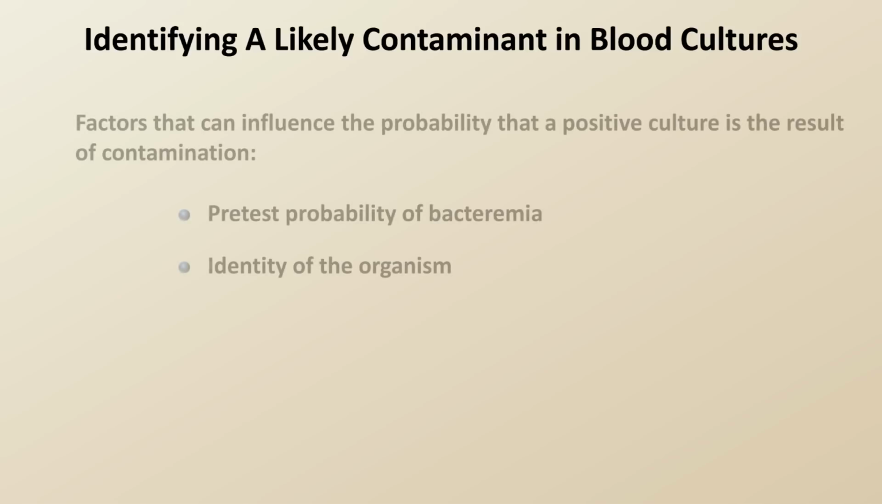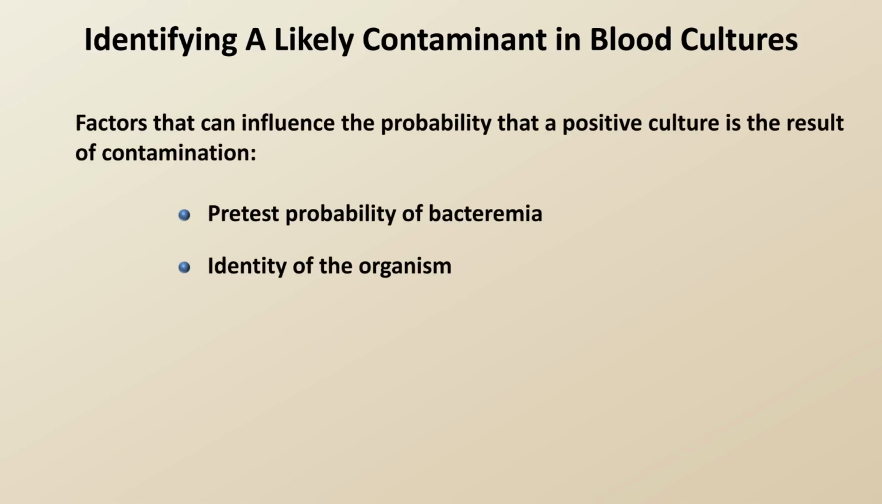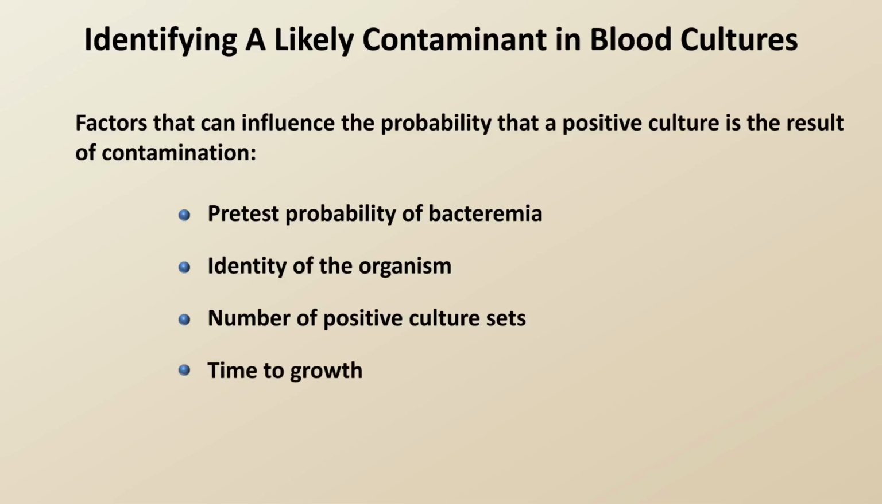Returning to this list, other factors that can influence the probability a positive culture is a contaminant also include the number of positive culture sets. The greater the number of positive sets, the less likely a contaminant. The time to growth. Several studies have shown that either bacterial growth occurring in less than a day decreases the chance of a contaminant, or growth taking over 3 days increases the chance of contaminant. The final consideration is the institution-specific contamination rate, which can range from under 1% to over 6%.